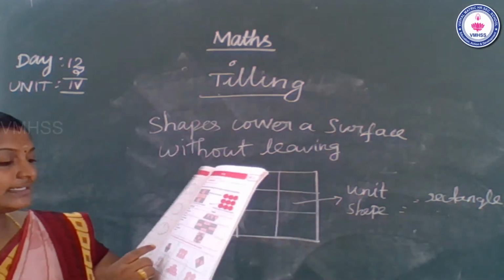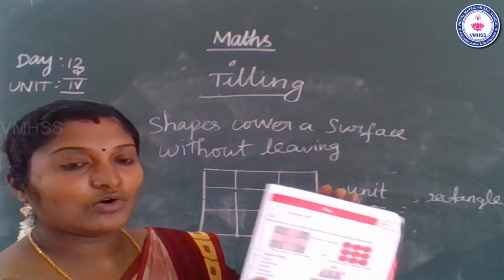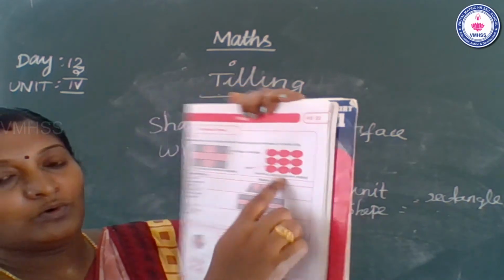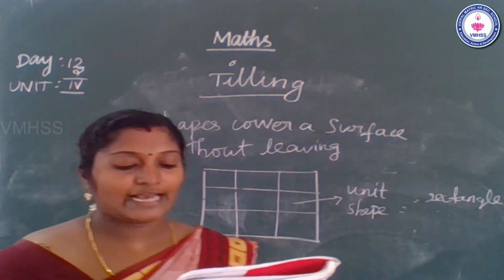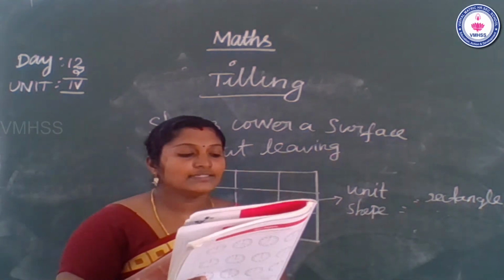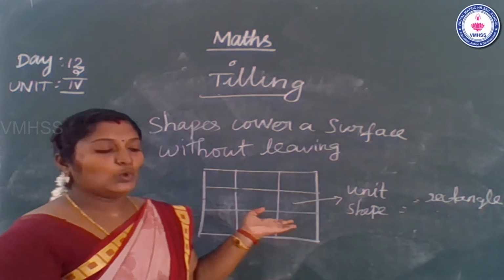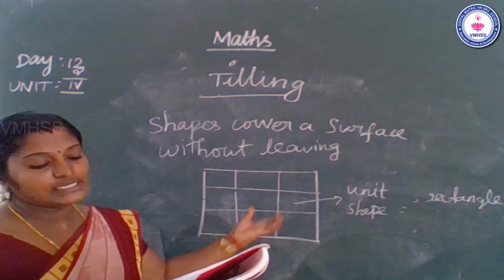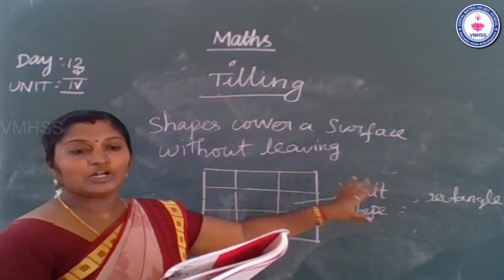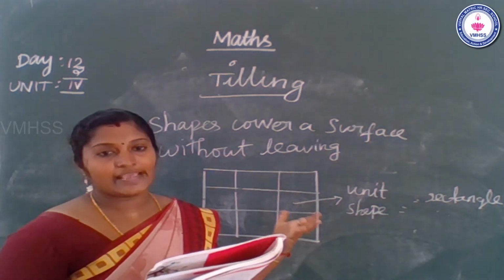Take page number 97. So this is non-tilling, there are gaps in between. Tilling has no gap in between shapes. The first picture has no gap in between the shapes. The second picture is non-tilling, with gaps in between shapes.